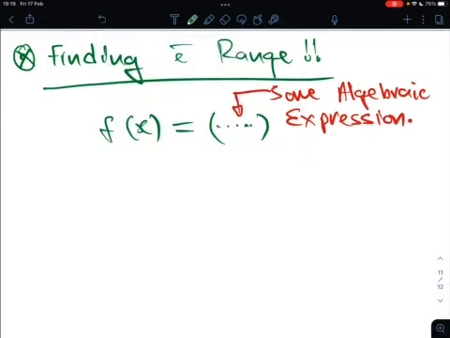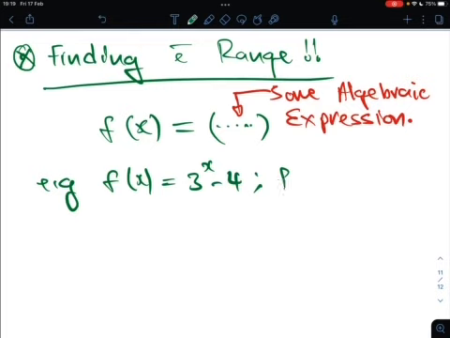Examples involve f of x is equal to 3x minus 4, and f of x is equal to 3x squared minus 5. And this is what we have been used to so far. But one of the things that you should know is that there is a nicer way of representing functions, and it goes as follows.